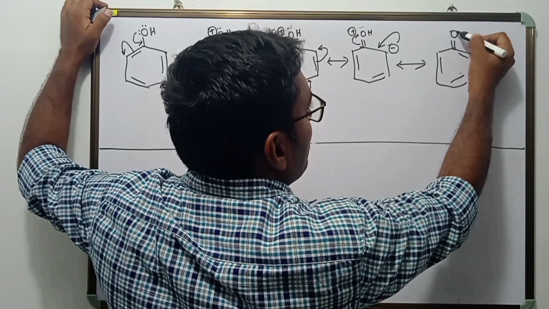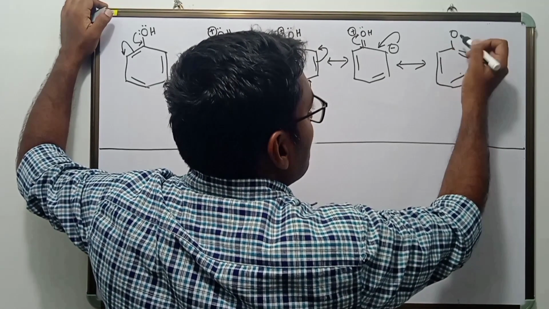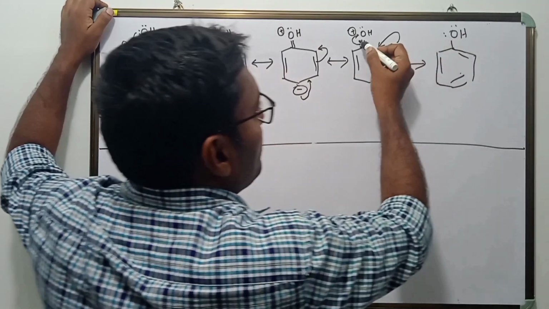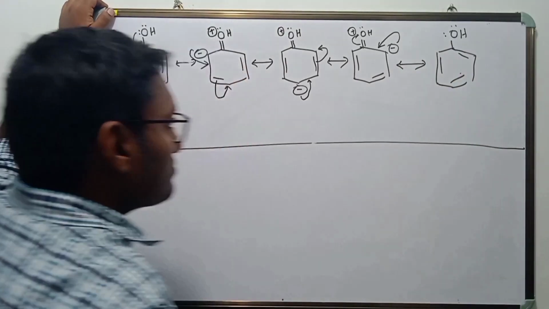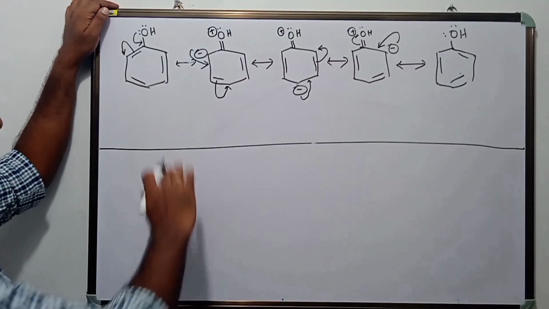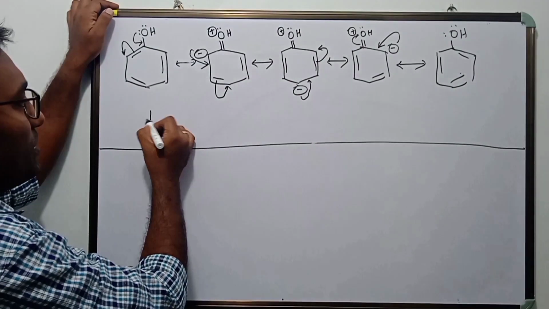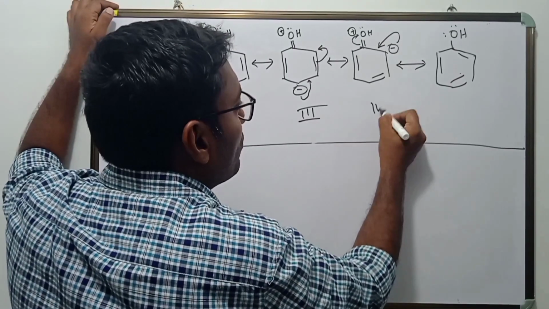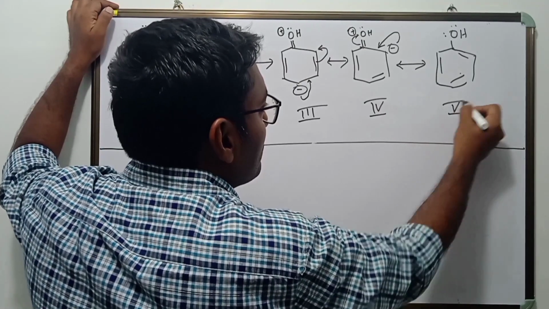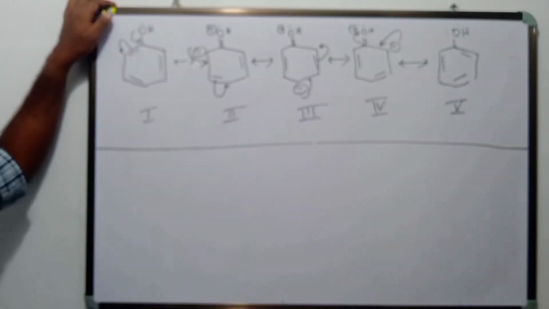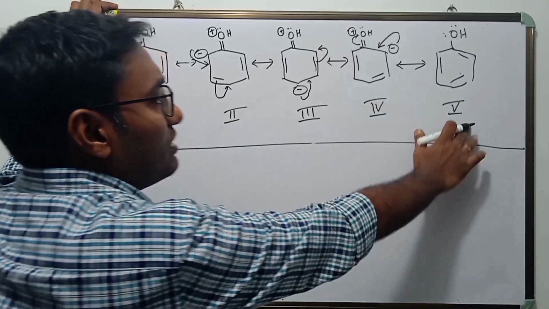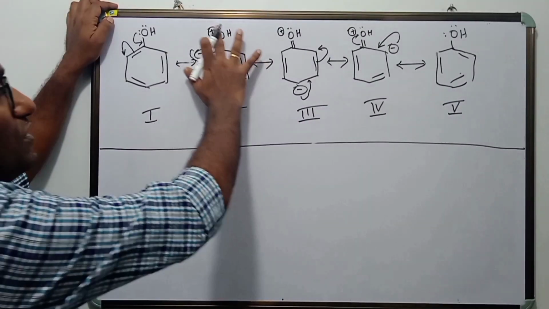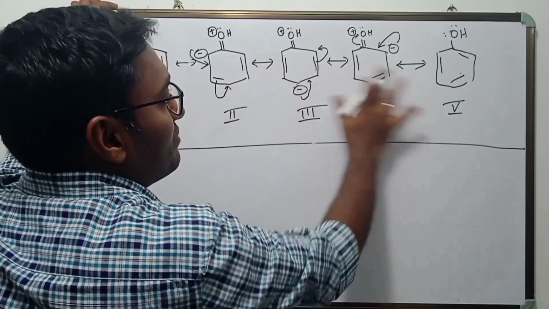Fine, that would be a single bond OH. Oxygen has got its lone pair of electrons back, so here it is, right? Now I designate them with Roman numerals 1, 2, 3, 4, 5. Note that number 1 and number 5 are Kekulé structures of benzene, nothing else. The phenol structures are 2, 3 and 4.